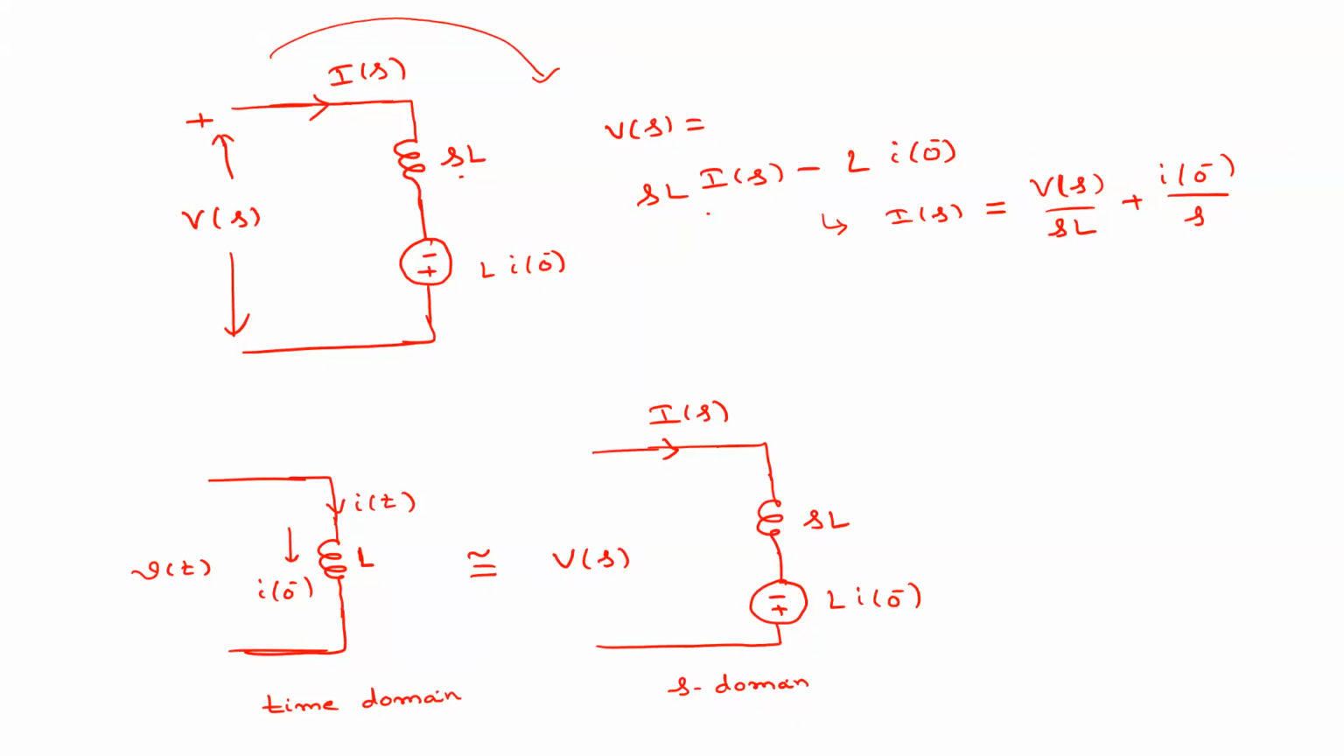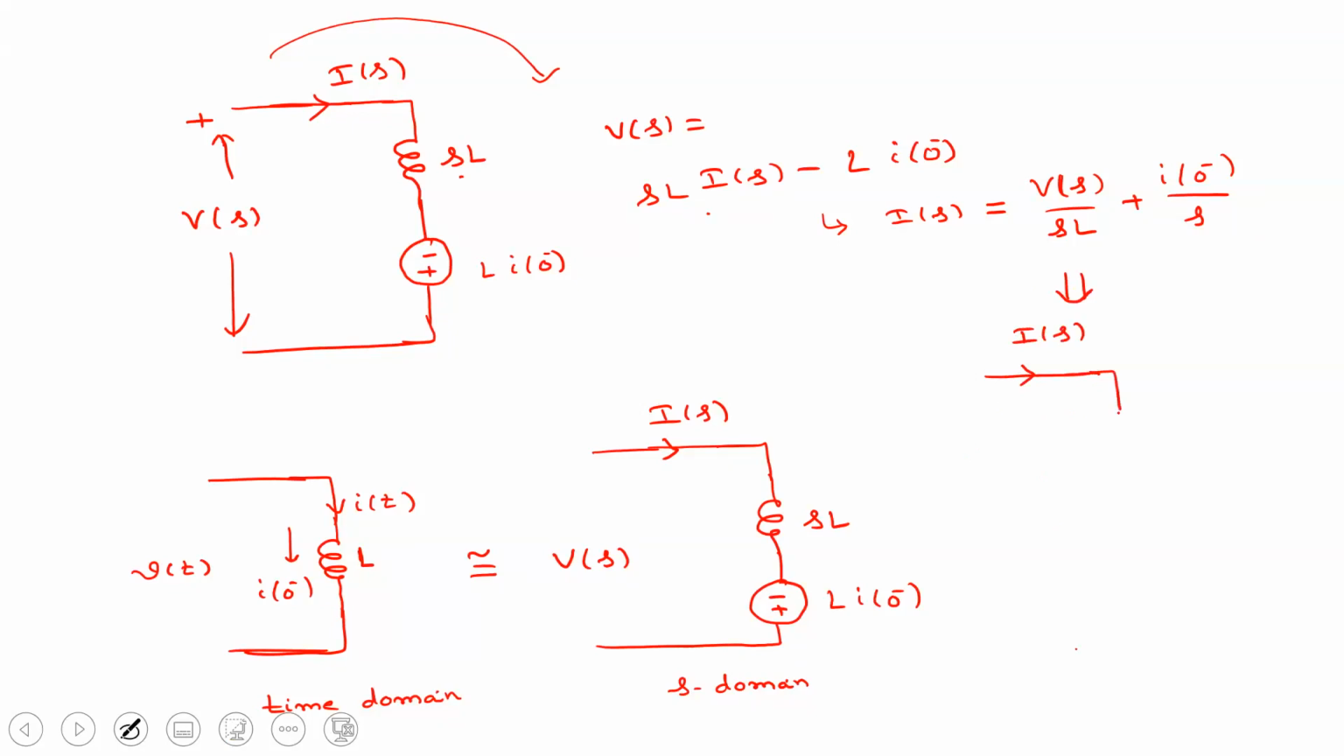Okay. Understood. So what you observed is that I of s is equivalent to the sum of these two currents. V of s is the voltage across the inductor. So how to write the equivalent circuit here? Will it be something like this? So this is I of s, right?